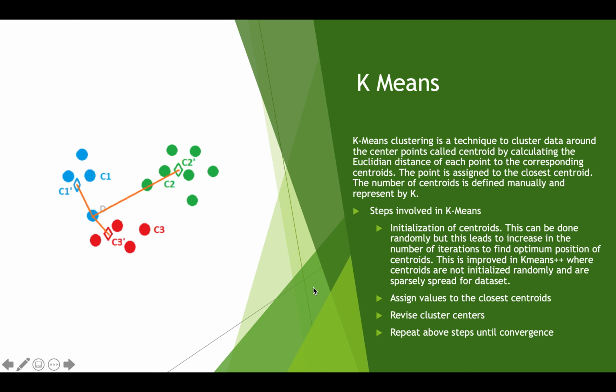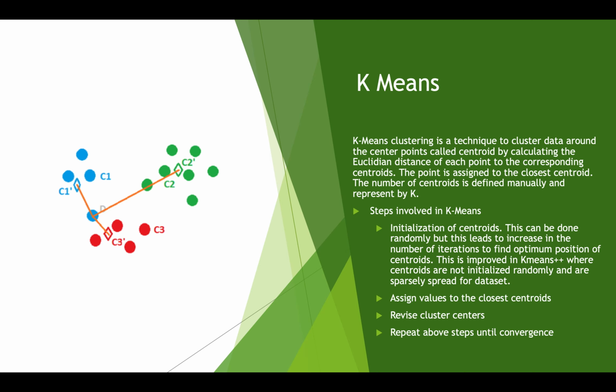What are the steps involved in k-means? First is initialization of centroids. Initialization in k-means can be done according to two techniques. One is randomly allocating the centroids, which is not very efficient, and another is using the k-means plus plus algorithm, which initializes the centroids based on how sparsely the data is distributed. So we can have centroids aligned away from each other to let the system converge in a more efficient manner. How this happens, I'll discuss later.